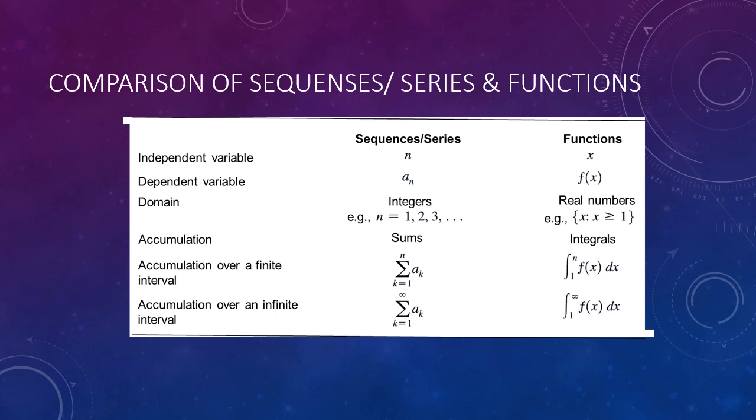This table shows the correspondence between sequence, series and functions, and between summation and integration. For a sequence, the index n plays the role of the independent variable and takes on integer values. The terms of the sequence, a sub n, correspond to the dependent variable. With sequences, the idea of accumulation corresponds to summation, whereas with functions, accumulation corresponds to integration. A finite sum is analogous to integrating a function over a finite interval. An infinite series is analogous to integrating a function over an infinite interval.